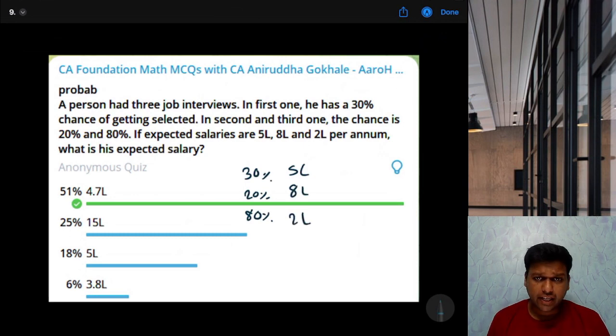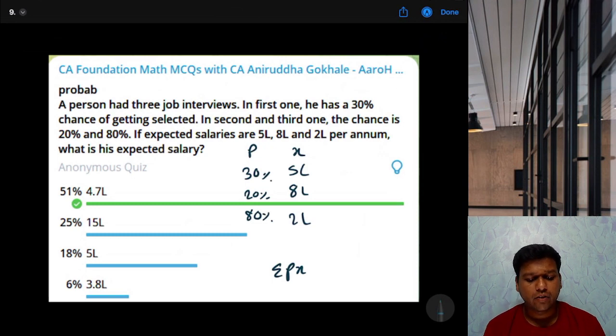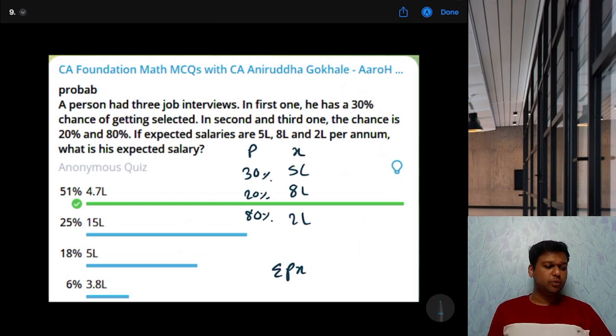Okay. Expected value is what? This is the value for which we want to find the expected total, right? This is salary x and this is the probability. Expected value is nothing but summation px, so probability into salary. 0.3 into 5 lakhs M plus, 0.2 into 8 lakhs M plus, 0.8 into 2 lakhs M plus. If you press MRC, you get 4.7. So that is the correct answer.